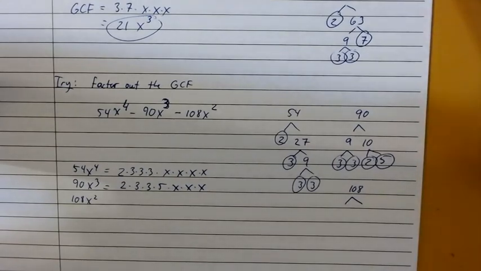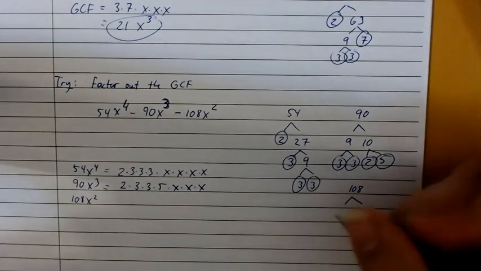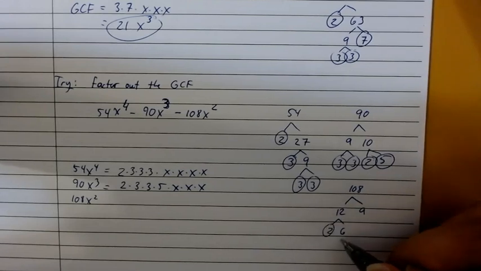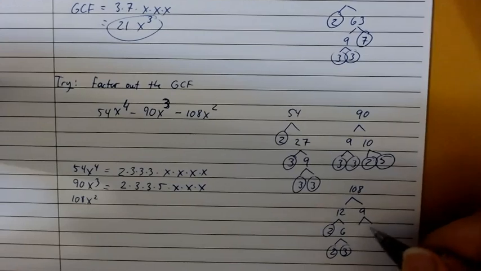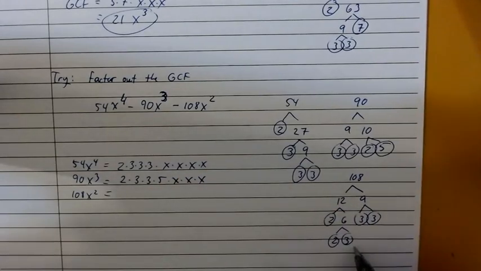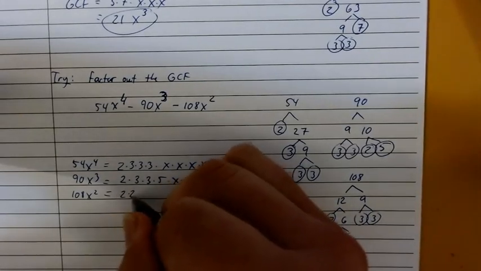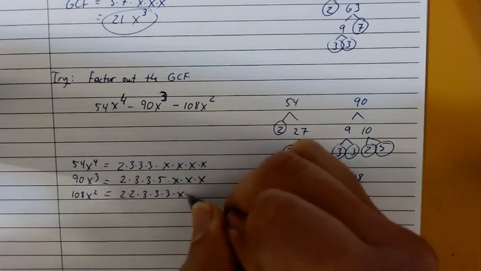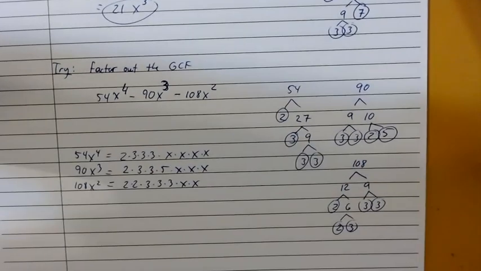Okay? And then 108, that's 12 times 9. 12 is 2 times 6, and I know 2 is prime already, but 6 can be factored as 2 times 3. And then this 9 factors as 3 times 3. All right, so 108 is going to be 2, 2, 3, 3, 3. And then the x squared is x times x, just like that.